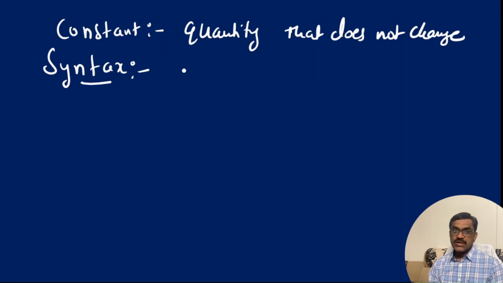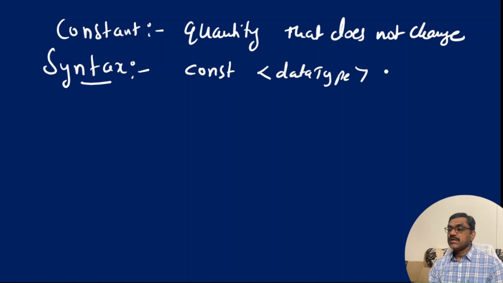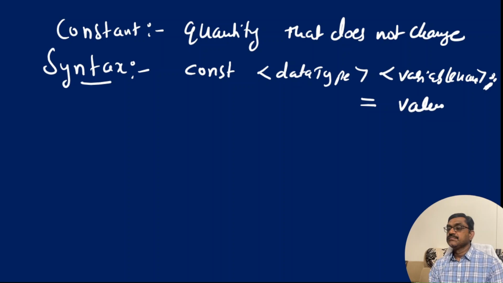The syntax to declare a constant variable is like this. First use the keyword const. After that mention the data type. After the data type mention the variable name and semicolon. But before the semicolon, you have to assign some value here. This is very important. Declaration as well as initialization must be done at a time.